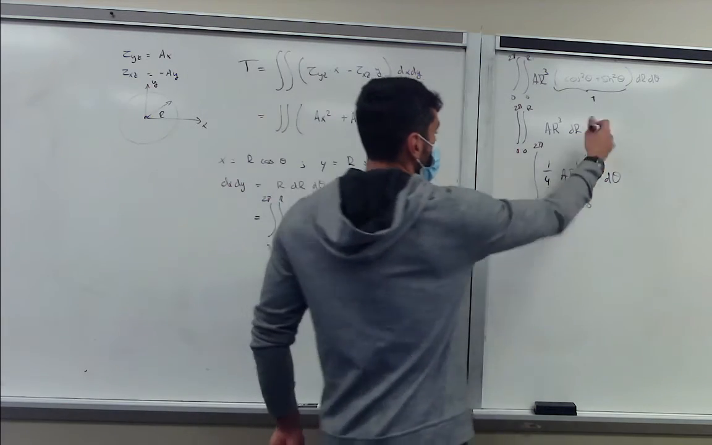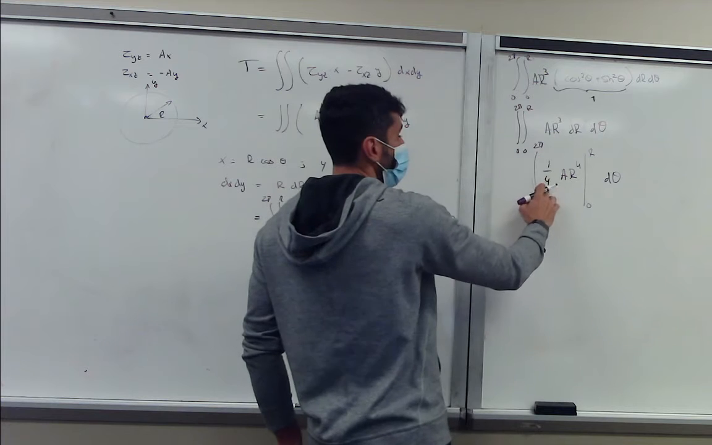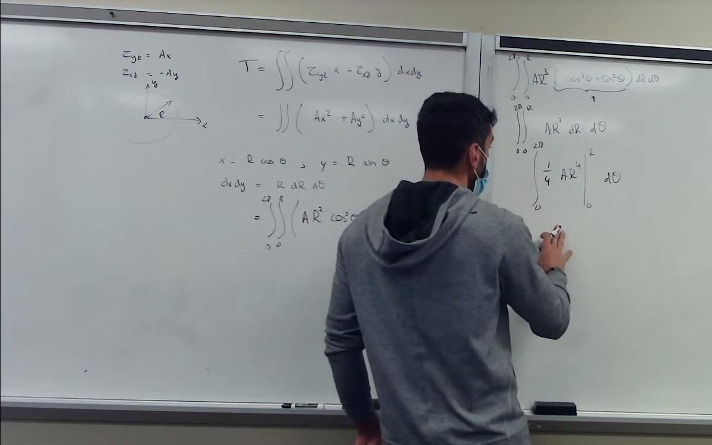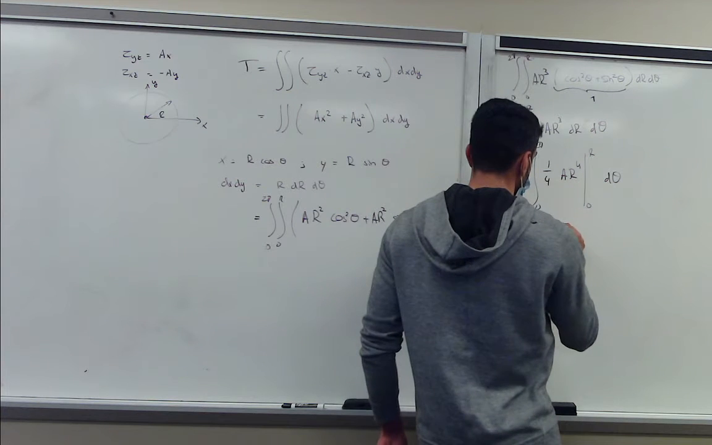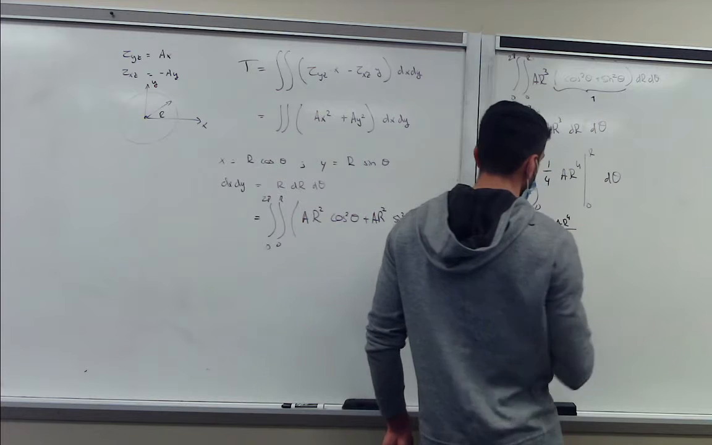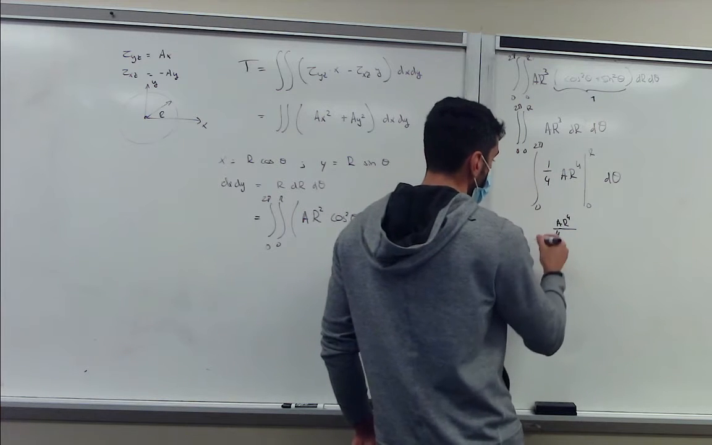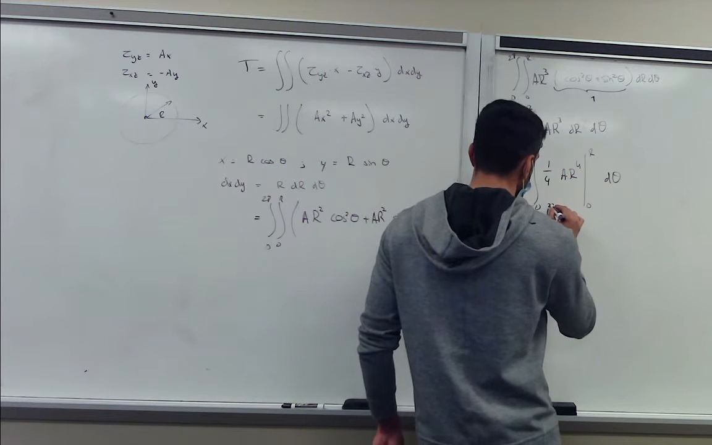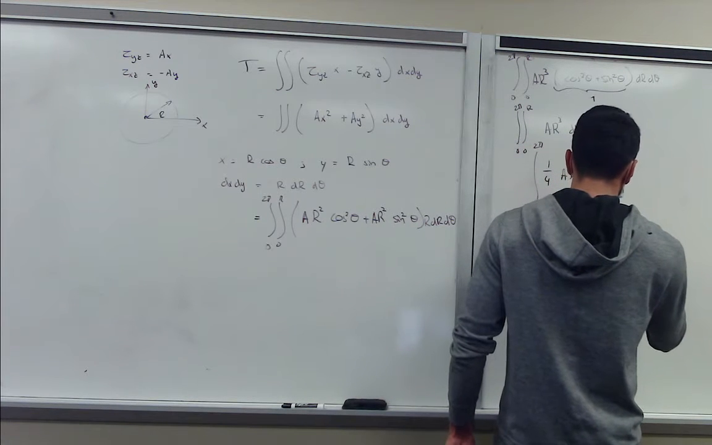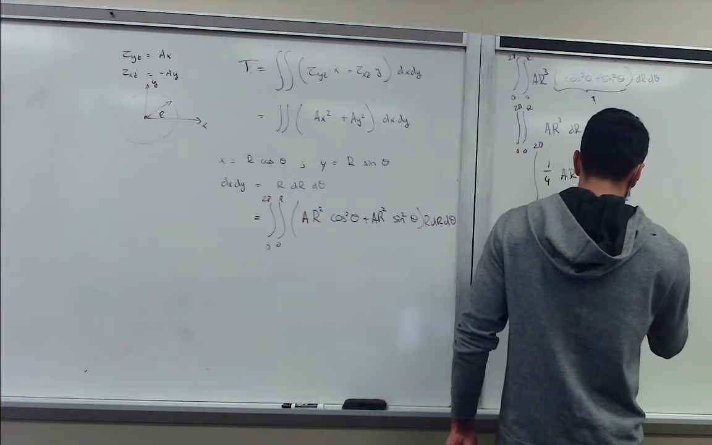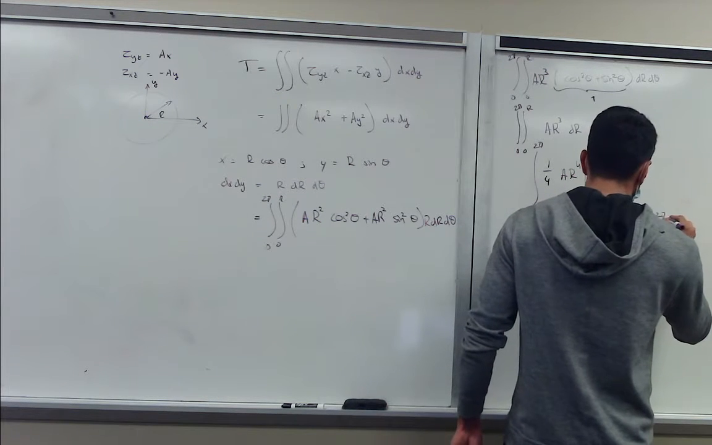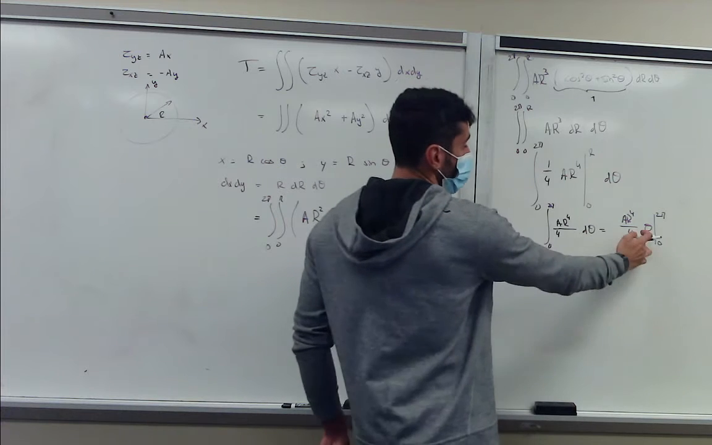So yeah, let's take the integral first with r. So we get ar to the power 4 over 4, and evaluate from 0 to r. So this becomes just ar to the power 4 over 4. And then we can do the integral from 0 to 2 pi of d theta. That one is ar to the power 4 over 4 theta, evaluated from 0 to 2 pi. So if you evaluate that, you get 2 pi.